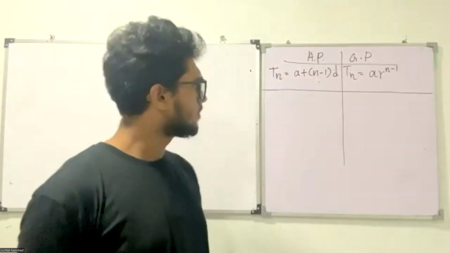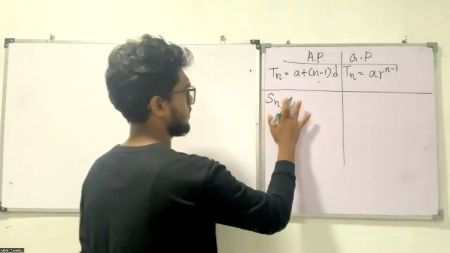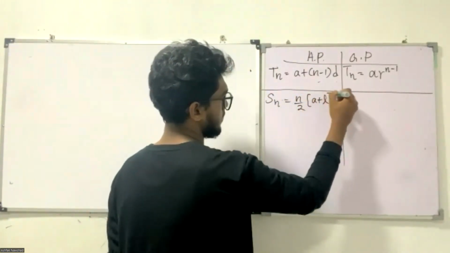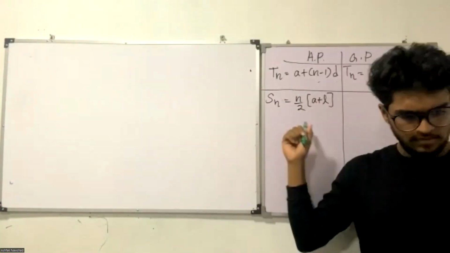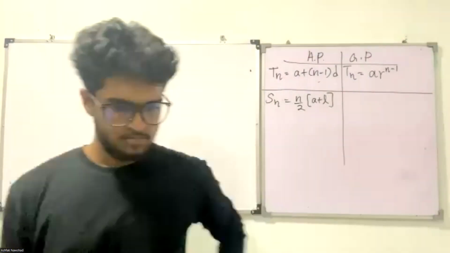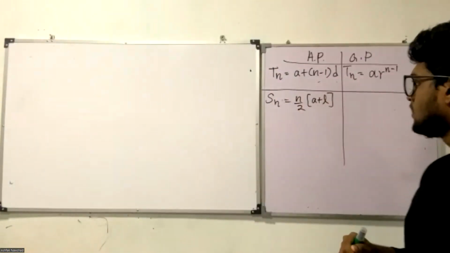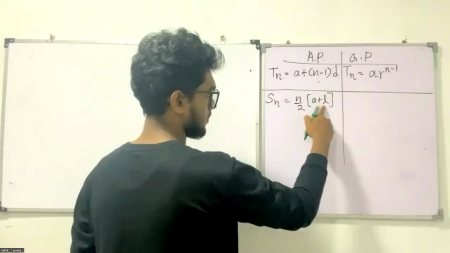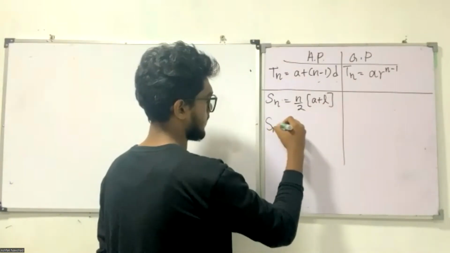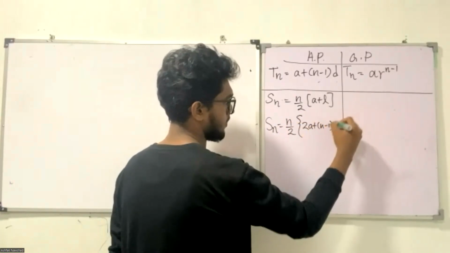So this is it. And then to find the sum, there are two formulas in arithmetic progressions. Sn equals n over 2 (a plus l). So what is l here? L is the last term. Yes, exactly. So if the last term is not given, if it is unknown, we can use this: Sn equals n over 2 (2a plus (n minus 1) d).